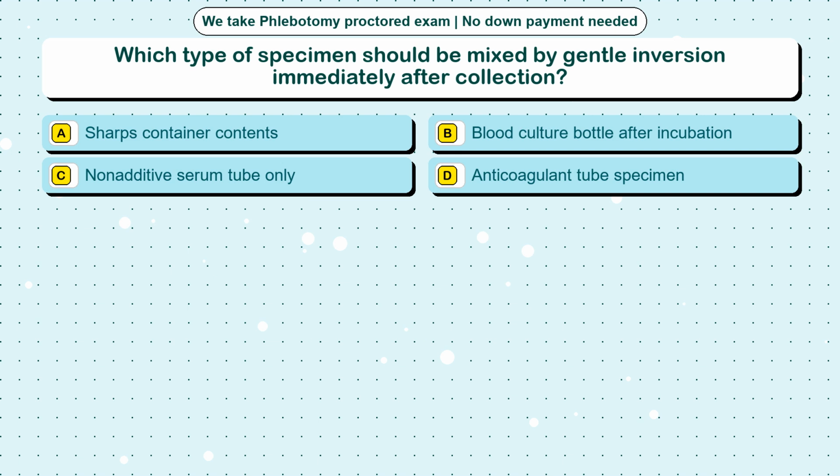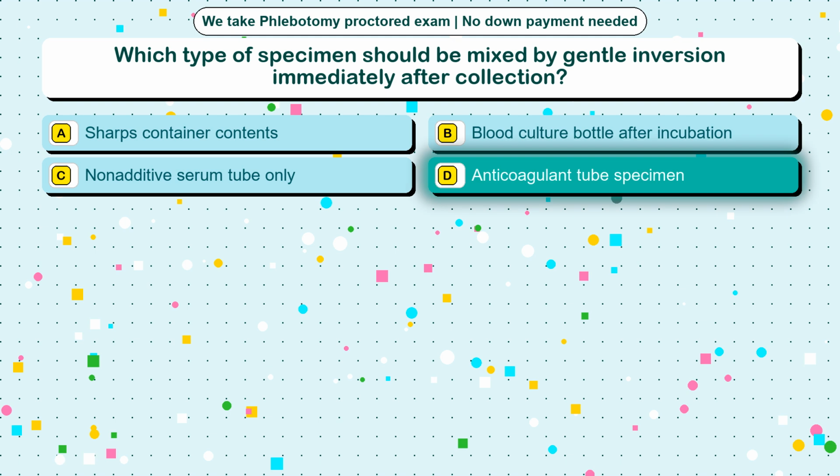Question 1. Which type of specimen should be mixed by gentle inversion immediately after collection? Option A. Sharps container contents. Option B. Blood culture bottle after incubation. Option C. Non-additive serum tube only. Option D. Anticoagulant tube specimen. The correct answer is option D.